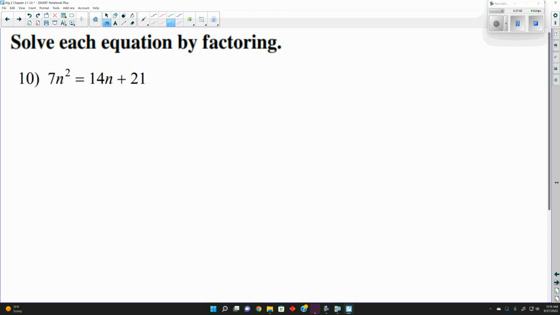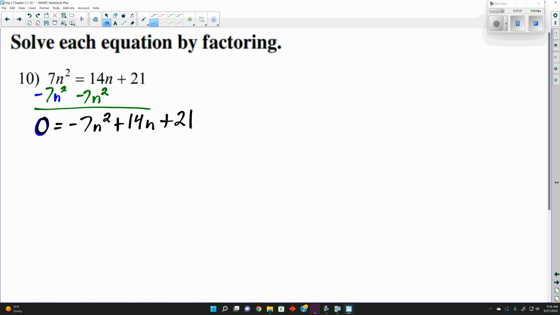Or we can move the 7n squared over. We can subtract it, which is just going to tell us that 0 is equal to negative 7n squared plus 14n plus 21. Now looking at this here, is there a greatest common factor between these three terms? 7, yes? But I'm also going to take the negative with it, because again, I like having that first term, the number that's squared, being positive. So we can factor it out, or we could have divided it out.